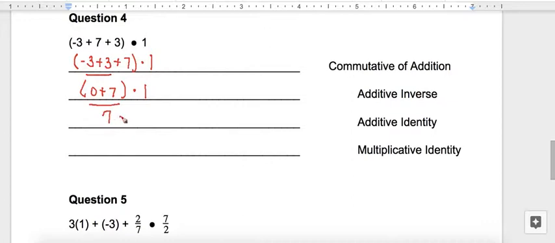So I'm going to replace it with a 7 and bring down the times 1. And the last property is the multiplicative identity, where I multiply a number by 1 and I still get that number. So 7 times 1 is 7.